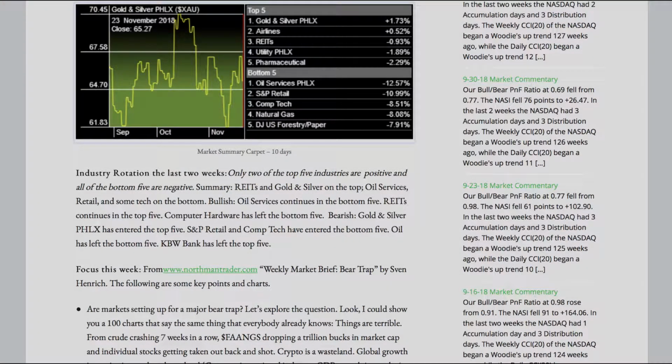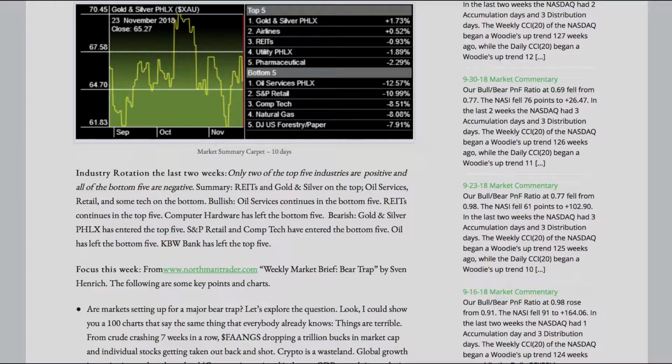Only 2 of the top 5 industries are positive, and all of the bottom 5 are negative. Summary: REITs and gold and silver on the top. Oil services, retail, and some tech on the bottom. Bullish: oil services continues in the bottom 5. REITs continues in the top 5. Computer hardware has left the bottom 5.